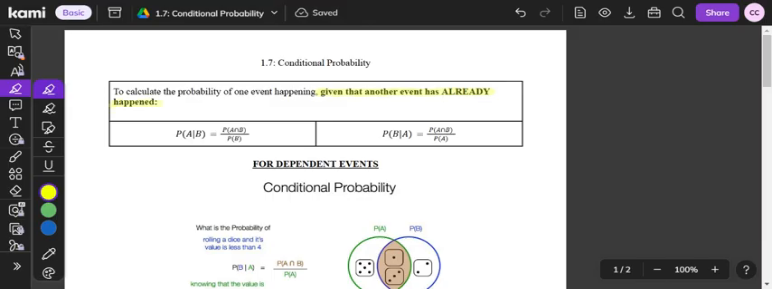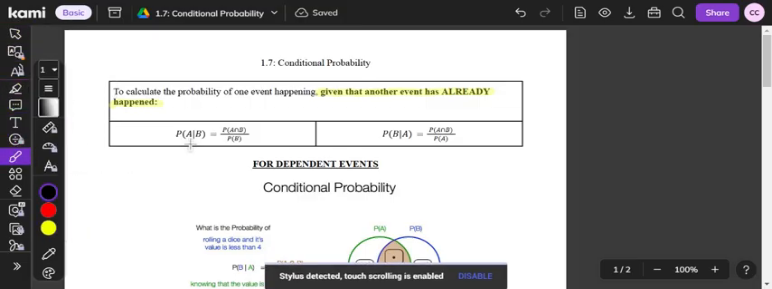This is a little different than the probability of A and B, like you learned in the last lesson. It is not calculating the probability that two things will occur. It's calculating the probability that one thing will occur, knowing with 100% certainty that another thing has already occurred. Okay? So that was a lot of words.